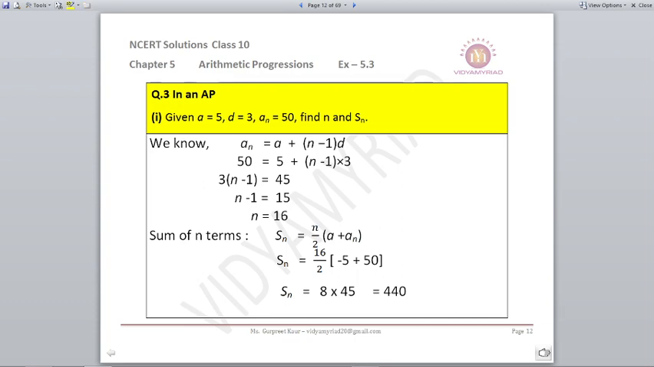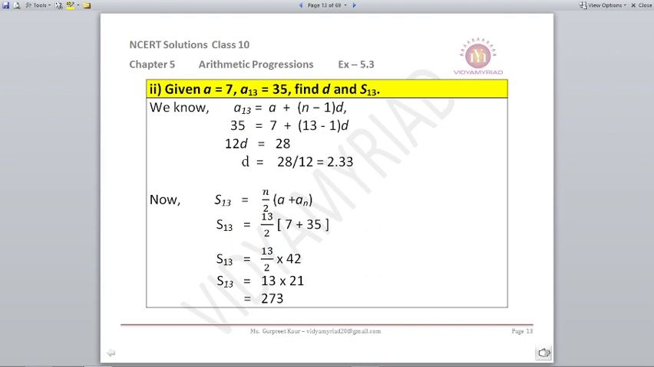Question number 3. In an AP, given a is equal to 5, d is equal to 3, an is equal to 50. We need to find n and Sn. How are we going to find n? By using the formula an is equal to a plus n minus 1 d. We have an, a and d with us, so we put these into the formula. We got n as 16. So Sn will be equal to n upon 2 into a plus an. N we have found is 16, so 16 upon 2 into a, which is 5, an is 50. On solving this, Sn comes out to be 440.